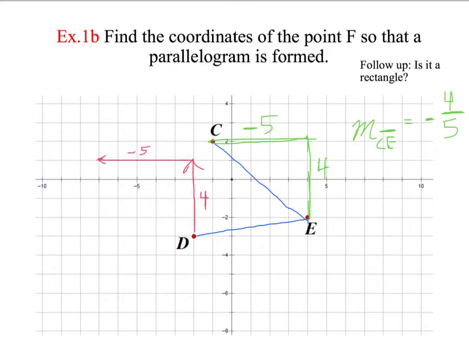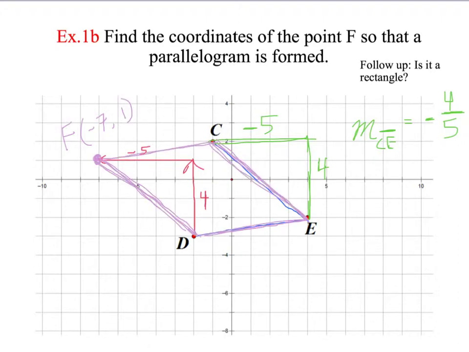So I think it should go right there. Did I count my boxes right? 1, 2, 3, 4, 5. I think so. All right, so this looks like it is the point F now at negative 7, 1. Let me just show what my whole parallelogram would look like. There it is, purple and lovely.